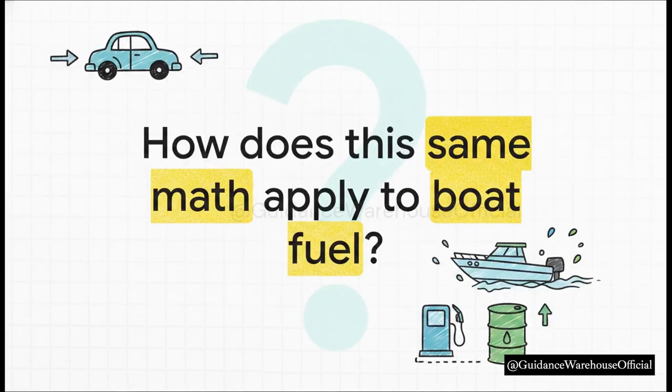Wait, this is super important. We just talked about particles and cars moving back and forth, right? But what if the changing quantity has nothing to do with distance? How does this exact same math apply to something like, say, boat fuel? Let's test our understanding here.